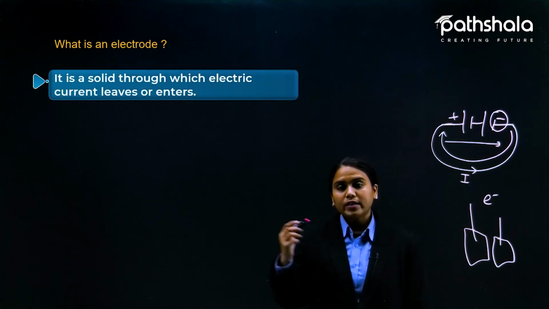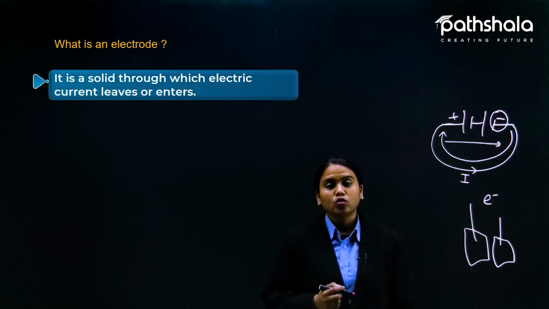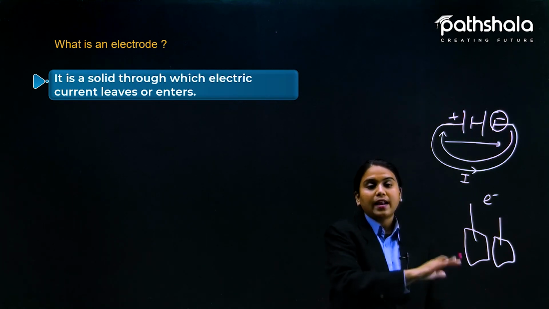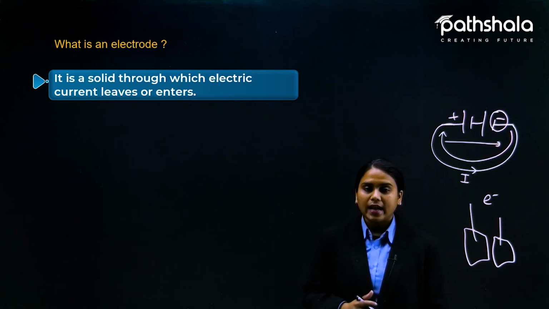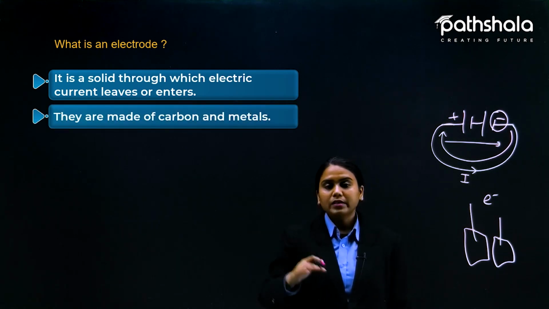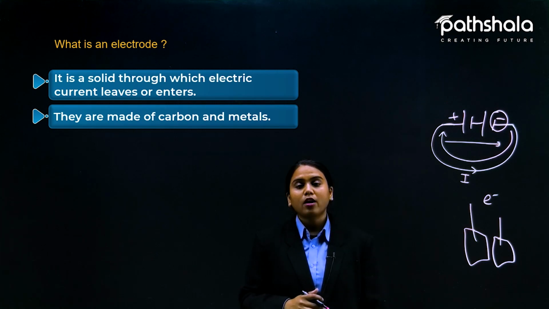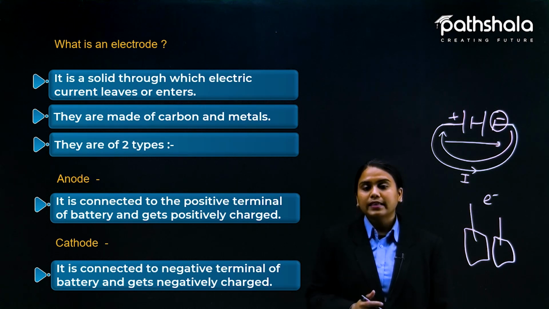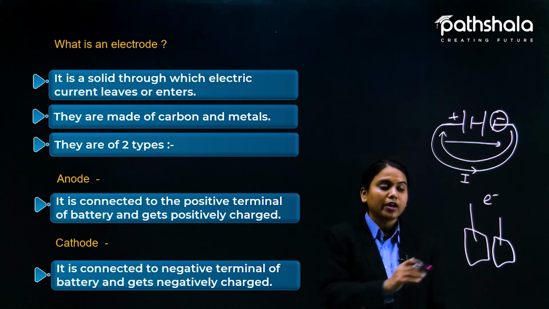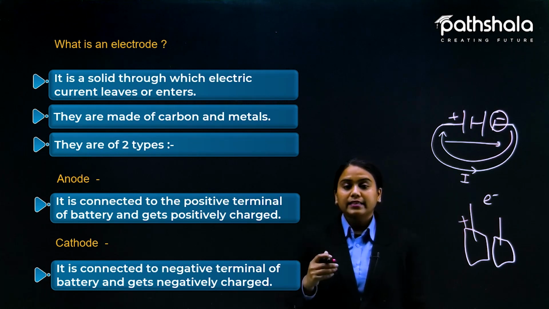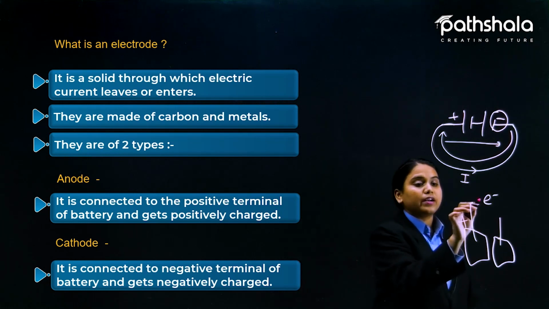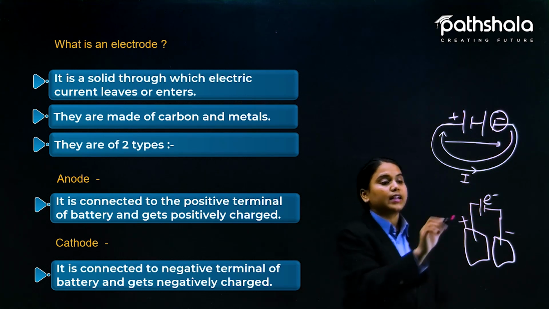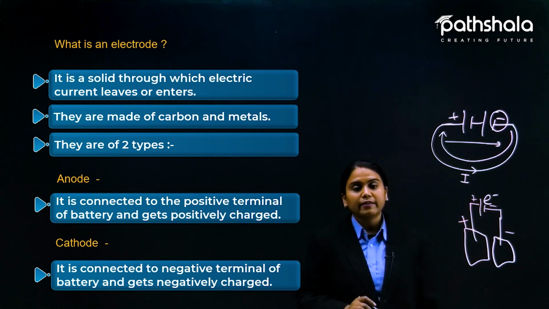So what is it? It is a solid through which electric current leaves or enters. One is leaving and the other makes the electrons enter, and they are made up of carbon and metals. Basically they are of two types: anode and cathode. The anode is the positive terminal, attached to the battery's positive side, and the cathode is the negative terminal, attached to the battery's negative side.